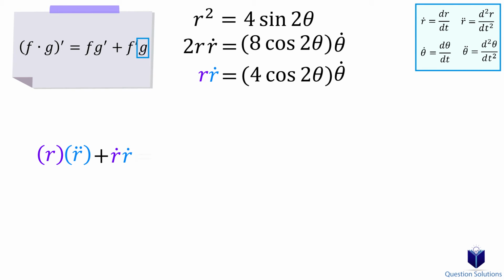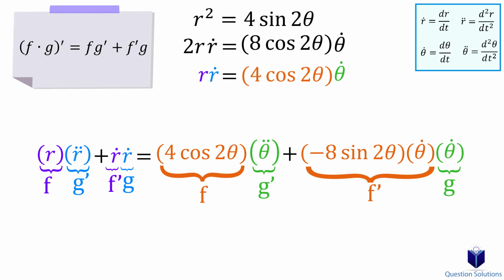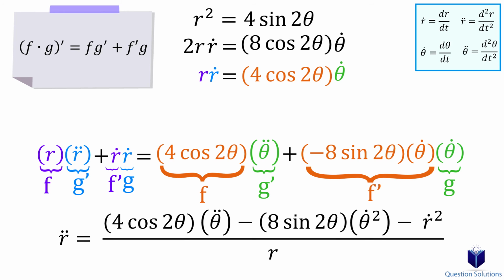The same goes for the right side. Treat that side as a product of two functions as well. So first, the f function is multiplied by g prime, which is 4 cos 2 theta multiplied by theta with two dots. Then we add f prime multiplied by the g function, which means it's negative 8 sine 2 theta multiplied by theta dot, and then again multiplied by theta dot. Now we need to isolate the equation for the second derivative, or r with two dots.